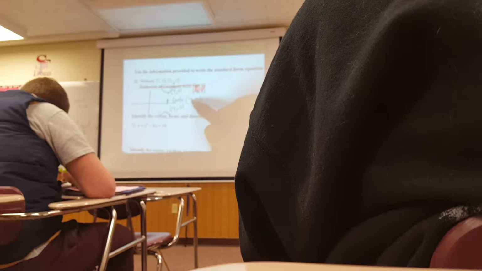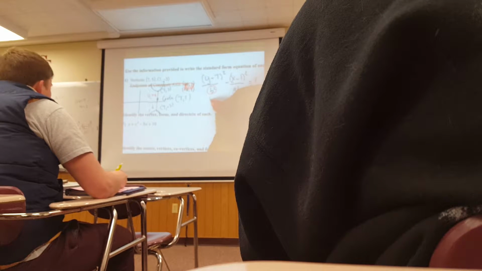So if the center is at 7, 1, I know that this is going to be (y − 1)² over b² minus (x − 7)² over a² equals 1. And how many from 7, 1 do I go up and down? We go 4, isn't that correct? So I know that b² is going to be 16. That's 4 up and 4 down.